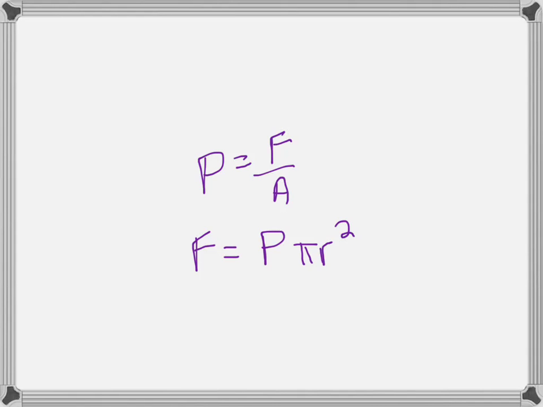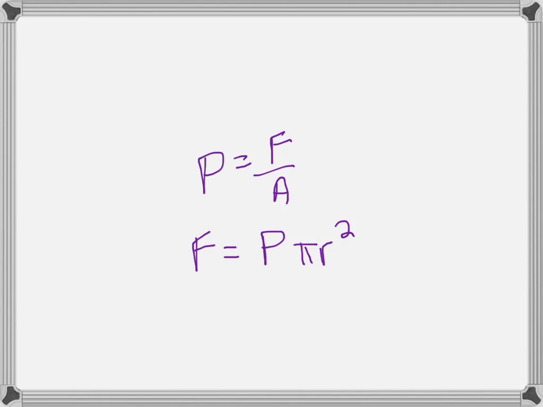Problem 20. We're trying to lift a truck. We're given a pressure. We're given a radius. We know pressure equals force over area. So force is going to equal the pressure that they gave to us times the area, which is pi r squared. They gave us a radius, so I could solve that and figure out the force.